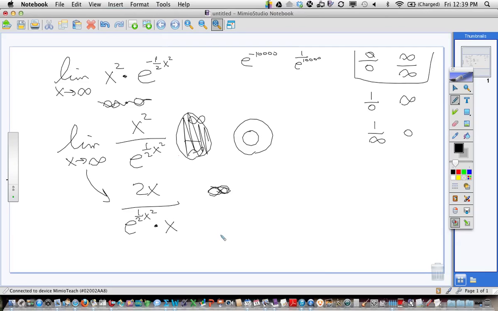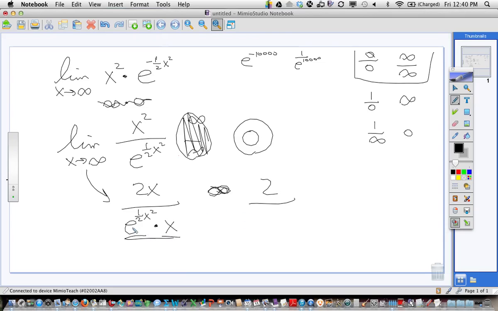Do it again, right? You do it again. So you do the derivative of the top, which is 2. And now what do you have to do here? No. You have to do a product rule, u prime v. This is a function times a function.